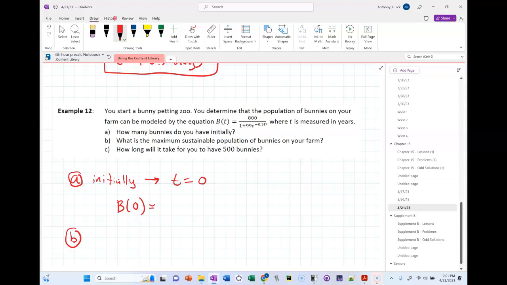Part B says, what is the maximum sustainable population of the bunnies on your farm? Well, what type of logistic model is this? Is this growth or decay? What do we have to look at to tell? Since this is the model with the E in it, what I'm looking at is the value for K. Since that is negative, it tells me that this is growth.